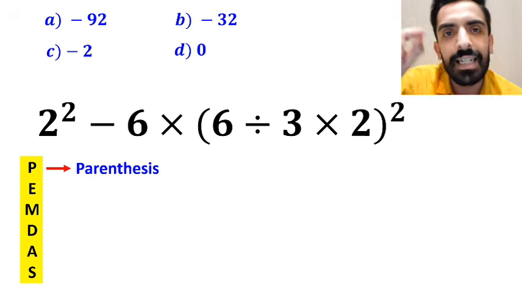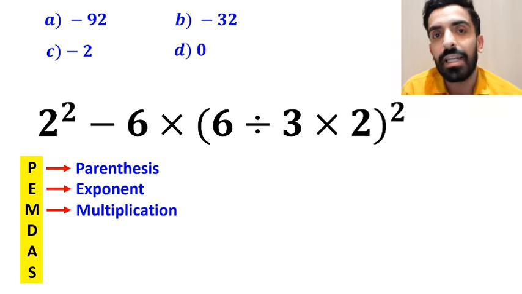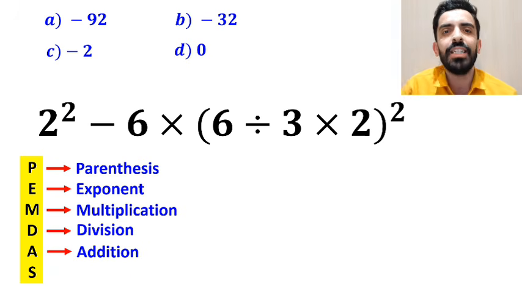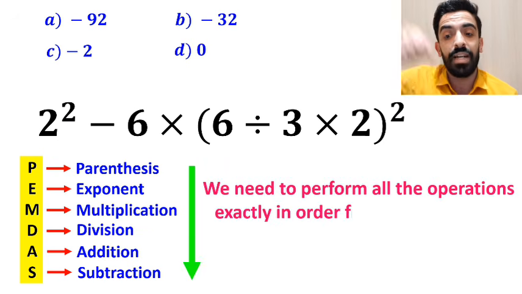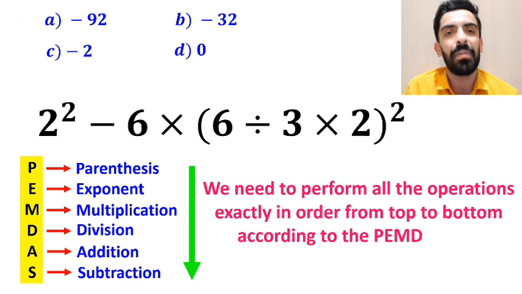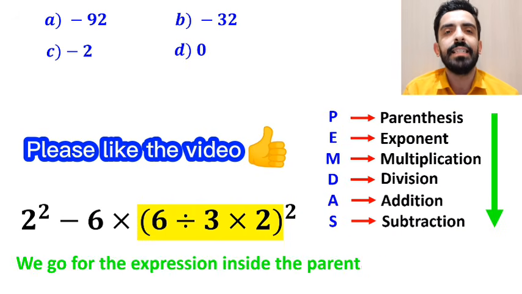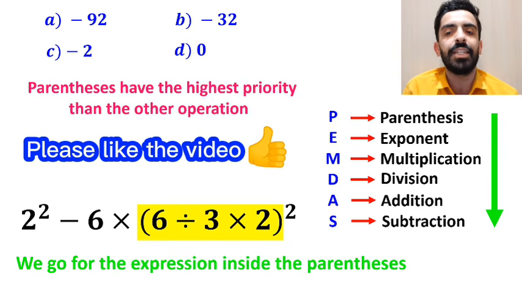In this rule, P stands for parentheses, E stands for exponent, M stands for multiplication, D stands for division, A stands for addition, and S stands for subtraction. We need to perform all the operations exactly in order from top to bottom according to the PEMDAS rule. So, first we go for the expression inside the parentheses because parentheses have the highest priority among the other operations.